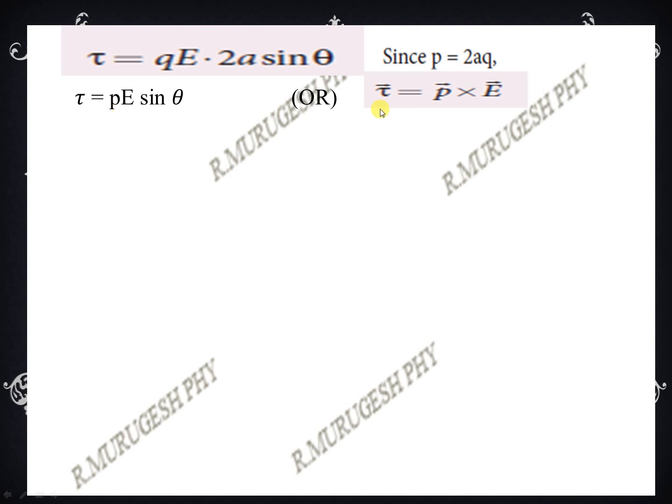This expression can also be shown by a cross product. So tau vector is p vector cross E vector. Now from this expression you can find the direction also. Good. Now which will affect the magnitude of this torque? The value of torque depends on dipole moment, electric field as well as the angle. If dipole and field are the same, then based on the angle, the torque value will differ.